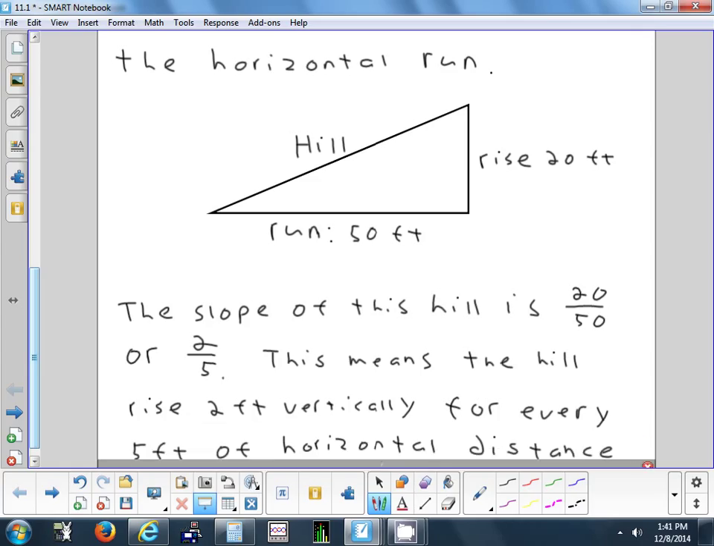Okay, so what that slope of 2/5 really means is for every 2 feet you go up, 2 feet of vertical, you have 5 feet of run, or 5 feet of horizontal. Is that the same thing as saying if I go up 20 and over 50? Yeah. Or up 2 and over 5? It's the same thing, it's just a larger or smaller scale. But it's the same idea.